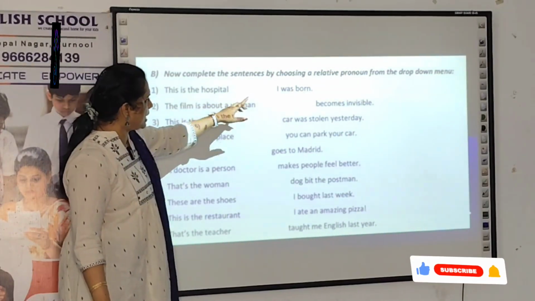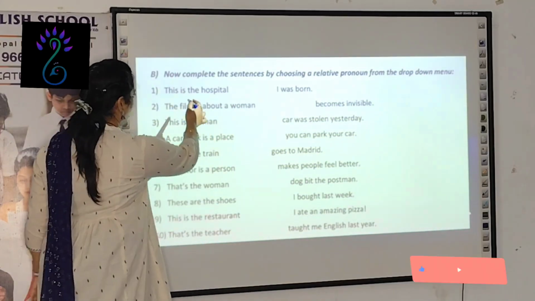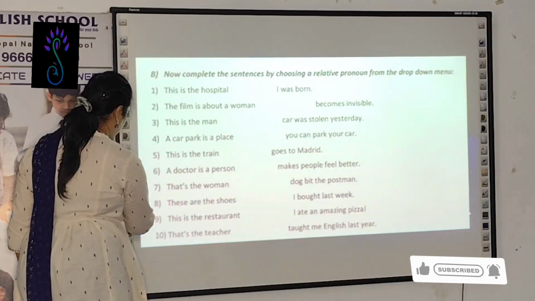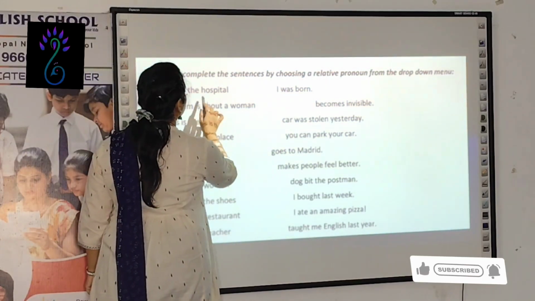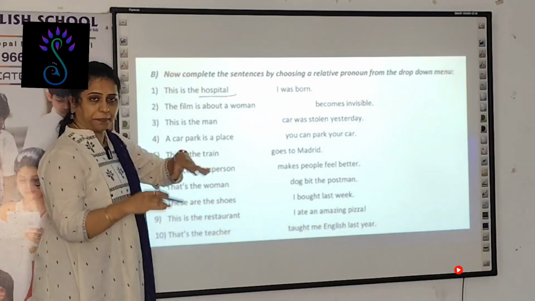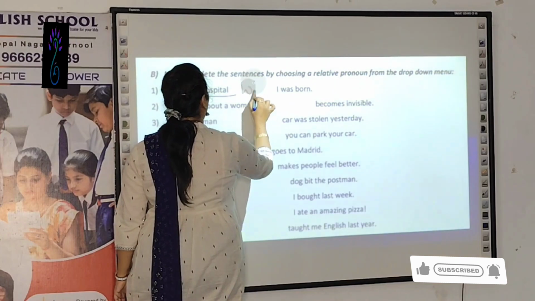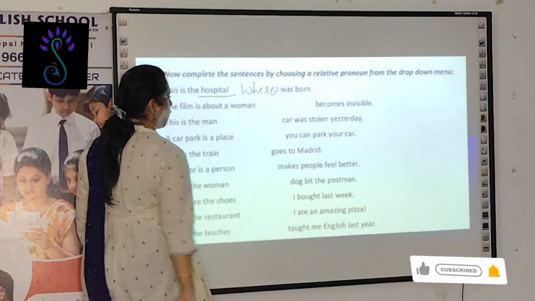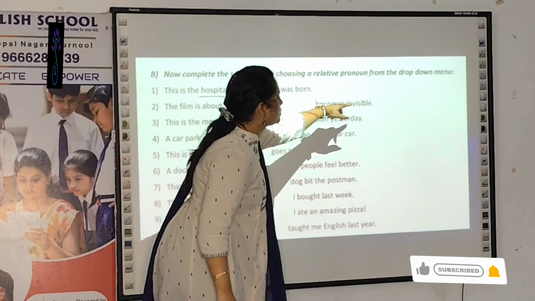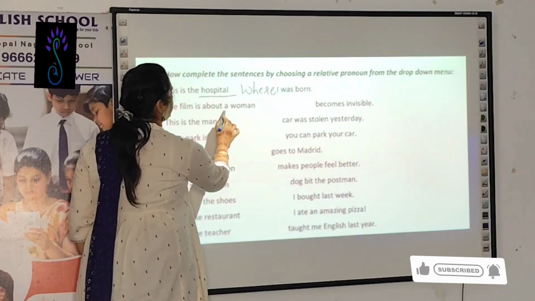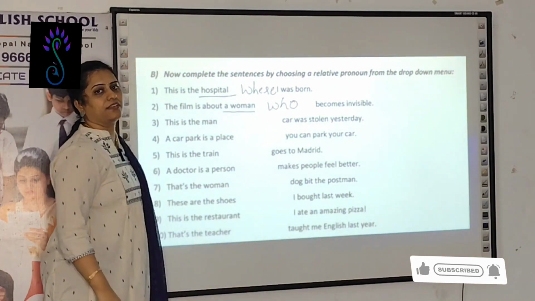This is the hospital. I was born there. How will you join? It is denoting a place, isn't it? So for place or location you use where. This is the place where I was born. Okay. This is about a woman. She becomes invisible. About a woman, a person: this is about a woman who becomes invisible.